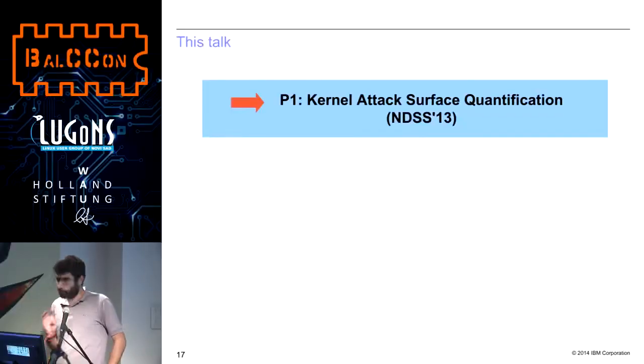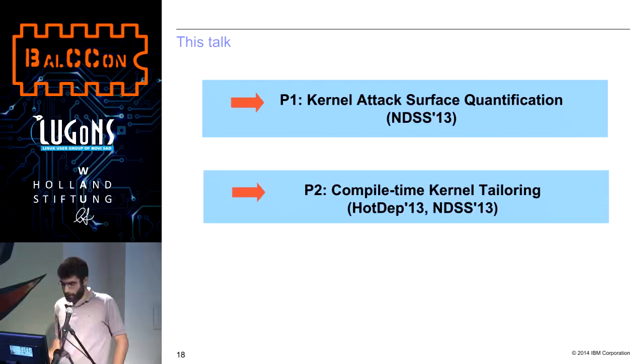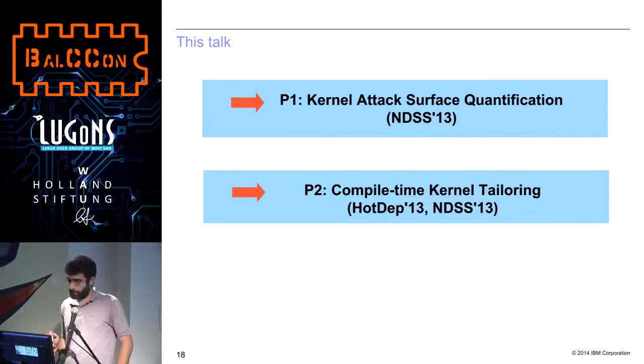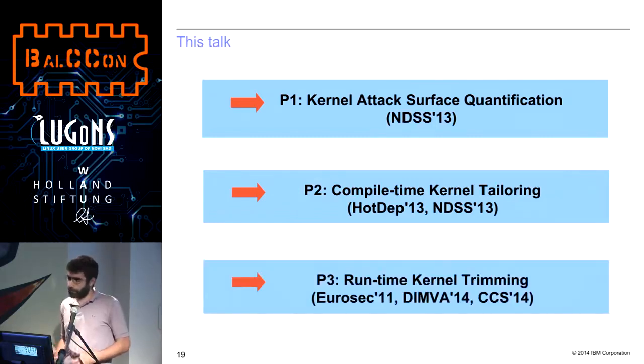So in this talk, there will be 3 parts. The first part is about the quantification of the kernel attack surface. That was published at NDSS in 2013. The second part is about a method that we've developed at compile time to tailor a kernel that corresponds to the features that you exactly need. And the third part is doing essentially the same thing, but without needing to recompile the kernel.